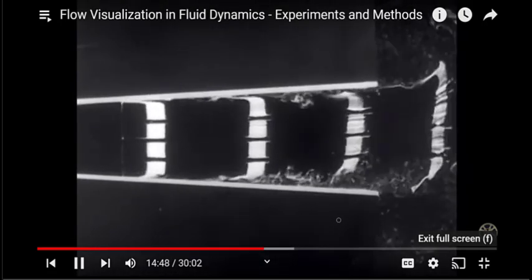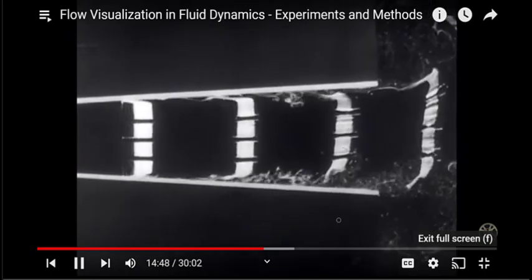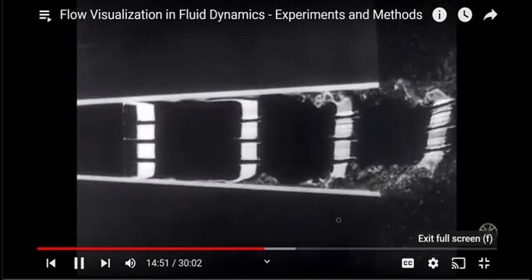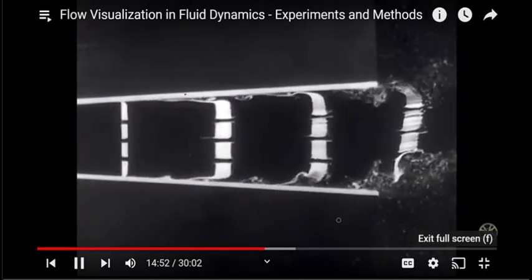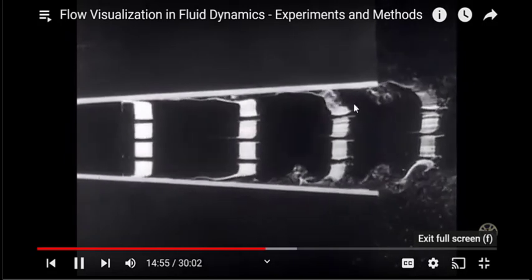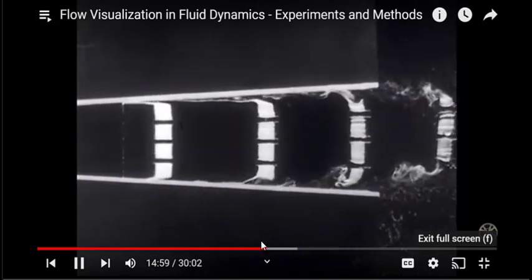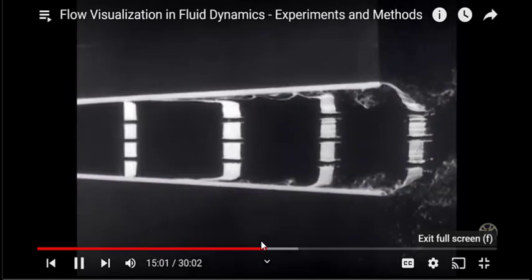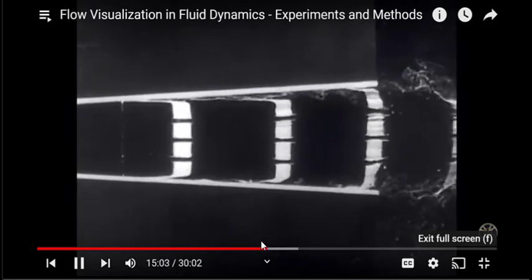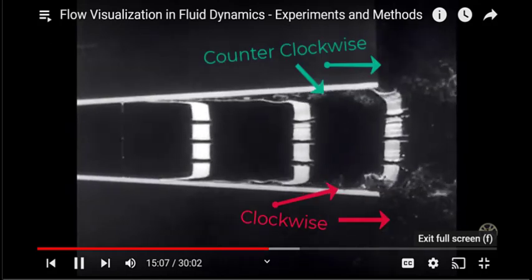So here's another good spiral at the top and the bottom. Very plain to see. See the counterclockwise eddies up here and the clockwise down here. Every now and then you'll catch one. If you watch this video, you'll catch one going the wrong direction, but it's rare. This is how it works.